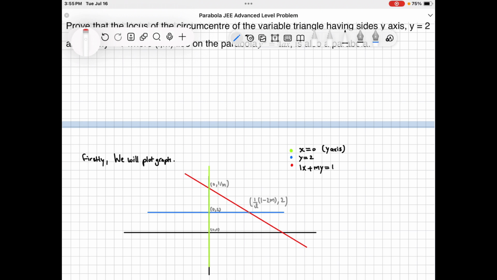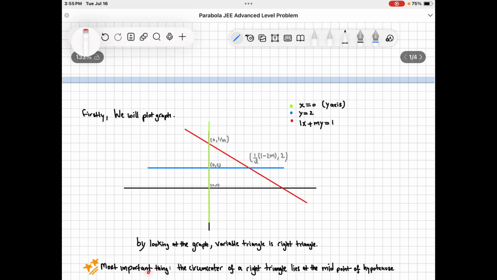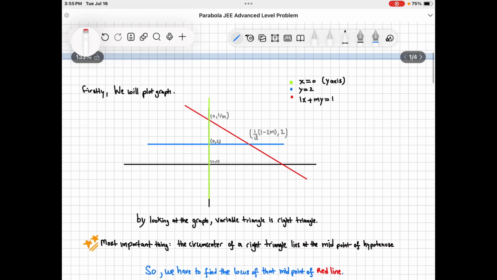Whenever we are finding a circumcenter, basically we are finding the point which is the intersection of the perpendicular bisectors of all sides of a triangle. But in this case, since this is a right angle triangle, the circumcenter lies on the midpoint of the hypotenuse. This is the hypotenuse, this is the perpendicular, and this is the base. The most important thing is that the circumcenter of a right angle triangle lies at the midpoint of the hypotenuse. So we have to find the locus of the midpoint of the red line.